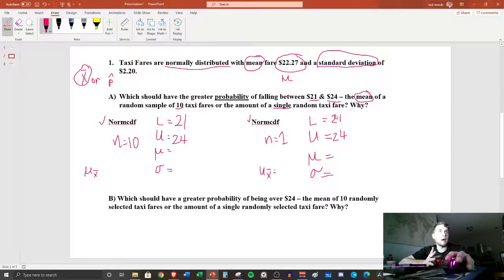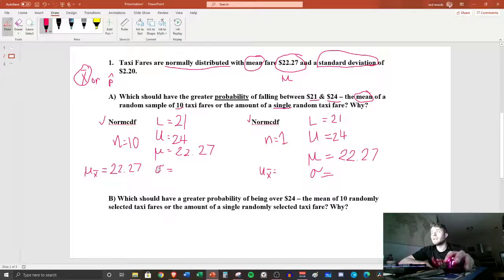It's describing the population of taxi fares. So we know that it has to be equal to 22.27, and that goes for both of them. So I'm not even going to write it here. I'm just going to put it here, 22.27. Put that in for both. Okay. So we have that.